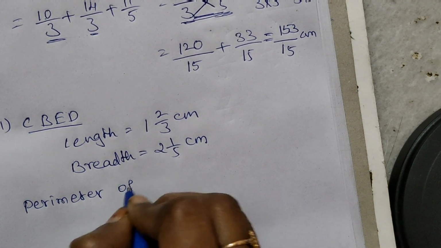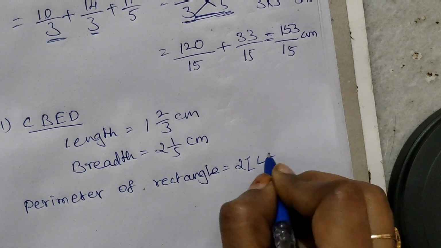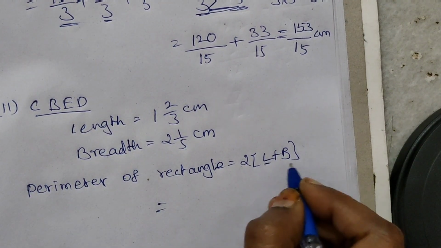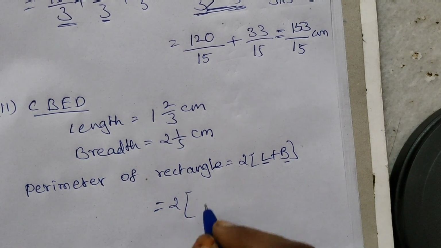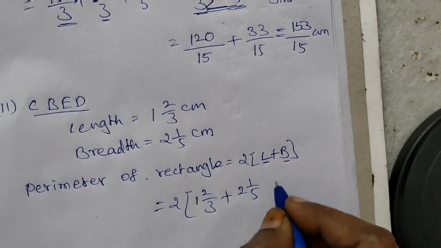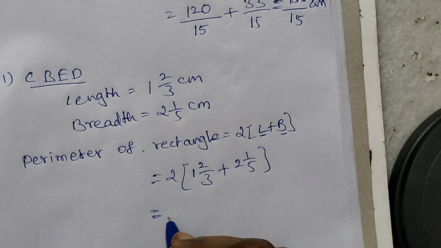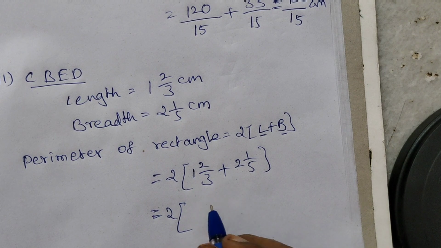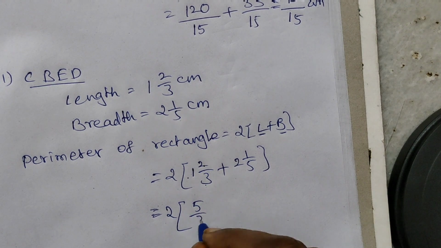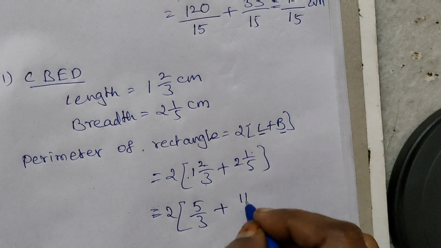Perimeter of a rectangle is equal to 2 into L plus B. Here L is length and B is breadth. 2 into length, 1 2/3, plus breadth, 1/5 centimeters. First I'll convert this into an improper fraction. 3 into 1, 3, 3 plus 2, 5, 5/3 plus 5 into 2, 10, 10 plus 1, 11/5.